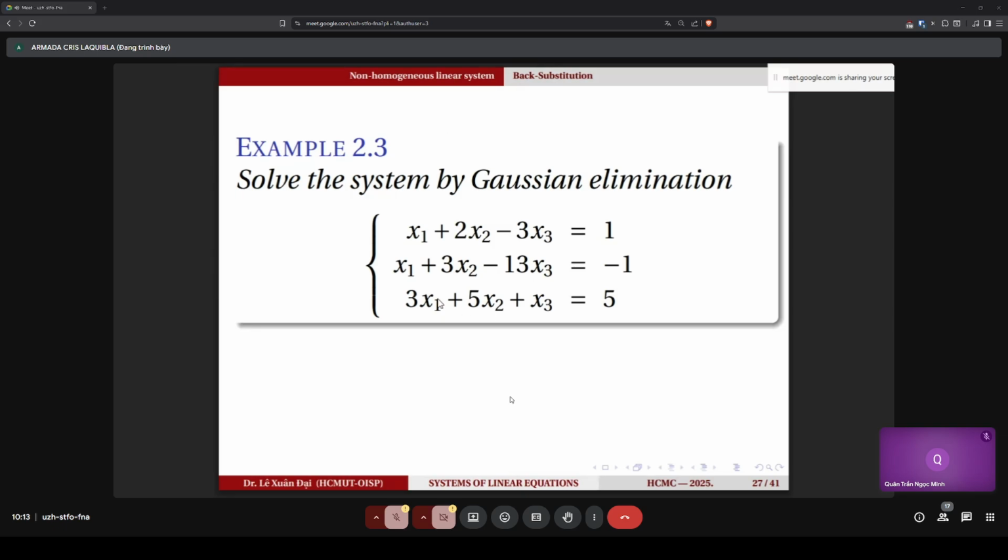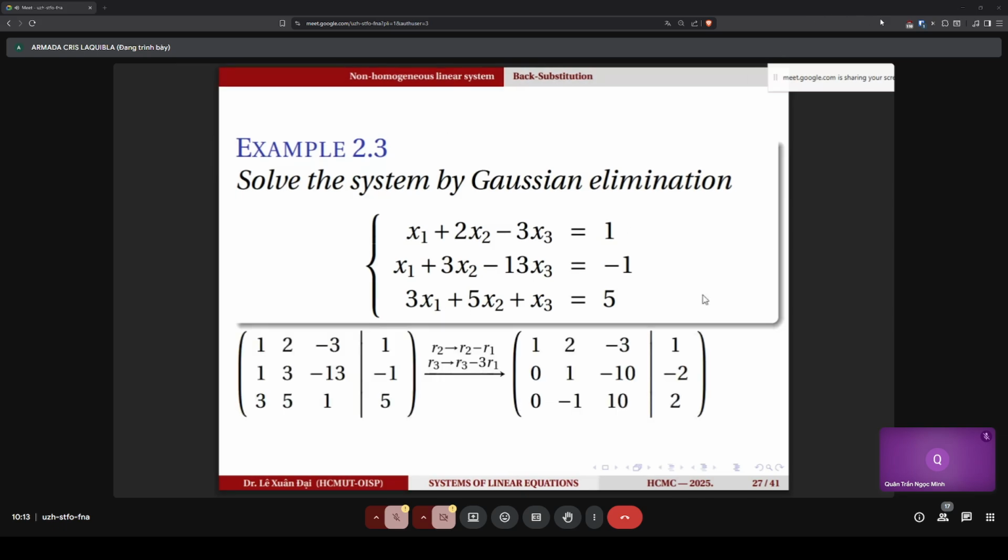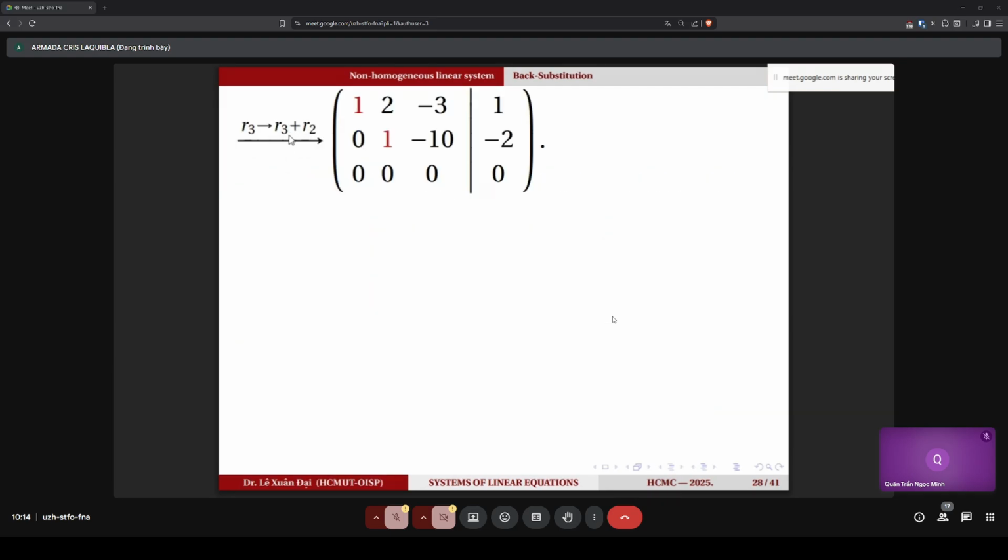Next, if you have this another example, you form the augmented matrix. Then after that, make this 0 and 0 here. So this will happen. Next, this is 1 already, so make the negative 1 here 0. Just add R2 and R3 to get the new R3. Now what happened, class, is that all the numbers in row 3 become zeros.